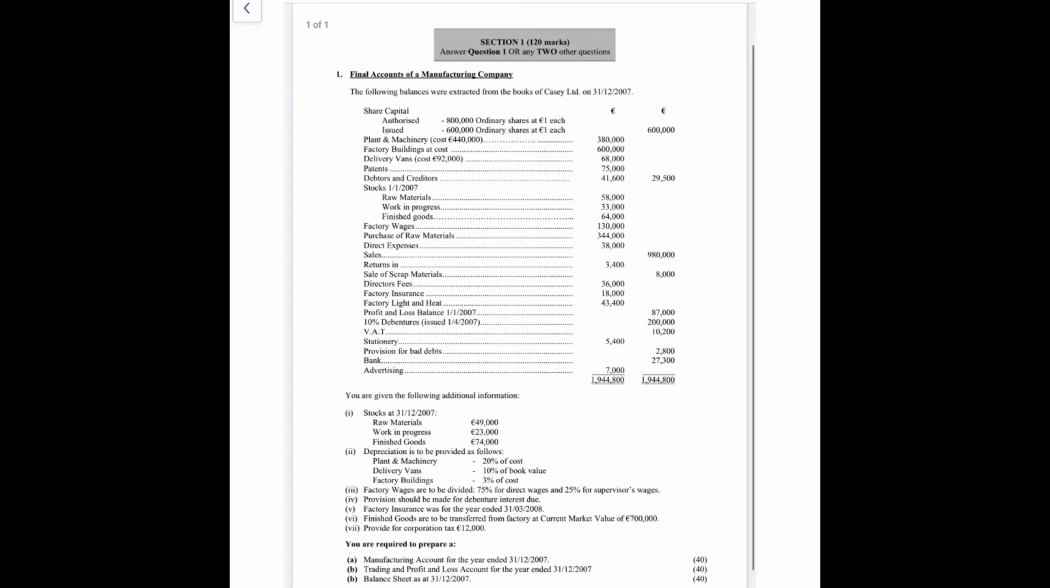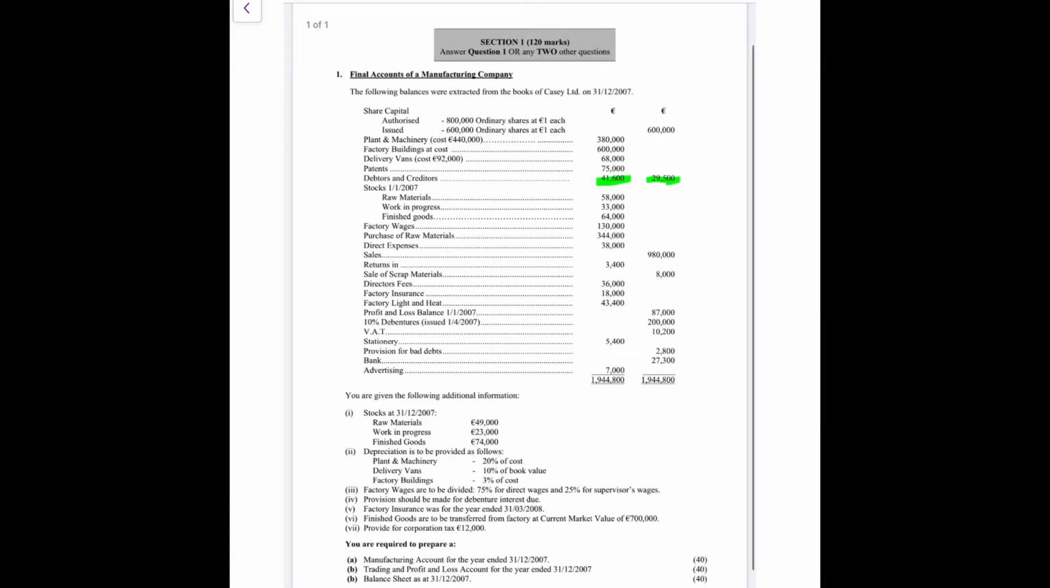You've got patents of €75,000. That's an intangible fixed asset that goes into the balance sheet. You've debtors and creditors. Debtors is on the debit side, the 41,600. That's your debtors figure, 41,600. And your creditors then 29,500.